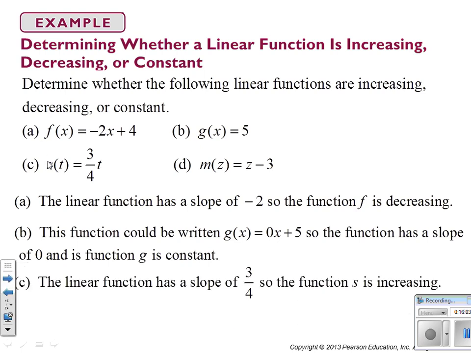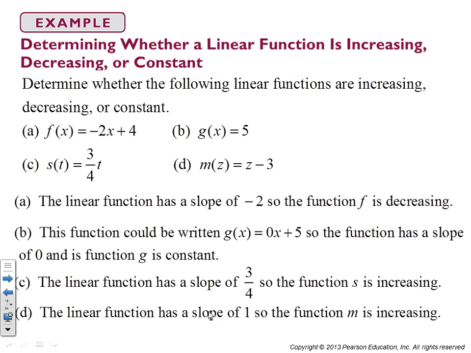Okay, so for C, S of t equals 3/4 t. It has a slope of 3/4, so it's increasing. And last but not least, D has a slope of 1, so the function is increasing. So A is decreasing, B is constant, C is increasing, D is increasing.